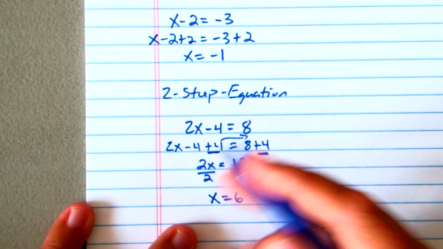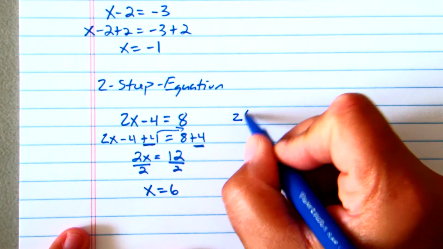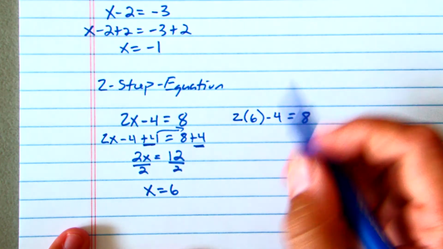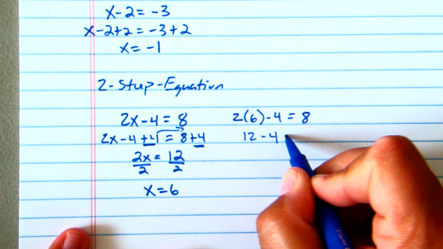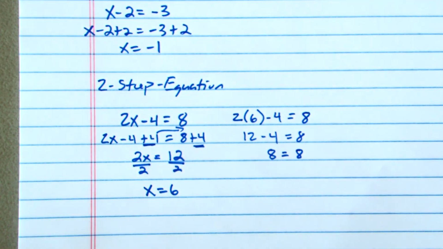And once again, I can check this. Start back with my original equation. I plug in for x. 2 times 6 minus 4 equals 8. 2 times 6 is 12, minus 4 is equal to 8. 8 is equal to 8. That is the first portion of the test.